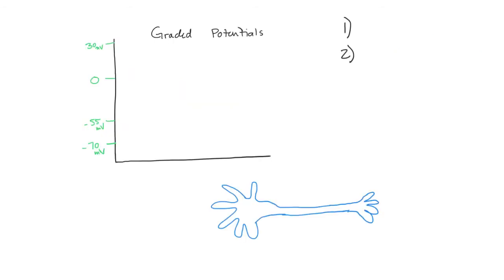Okay, so I said you guys were kind of jumping ahead about our graded potentials. Graded means they can go up or down or add. They are not all or nothing. They are what we call additive. And these all occur below the threshold.